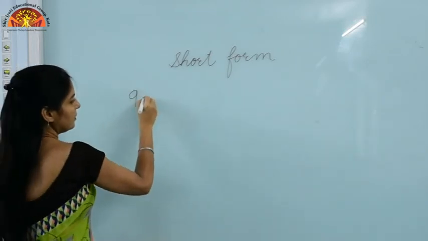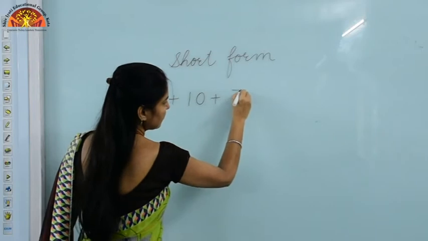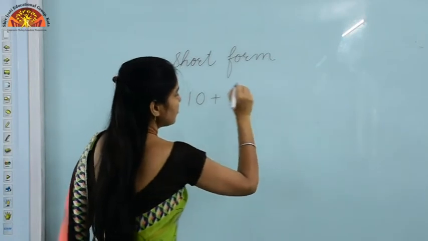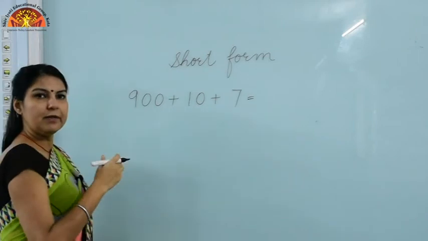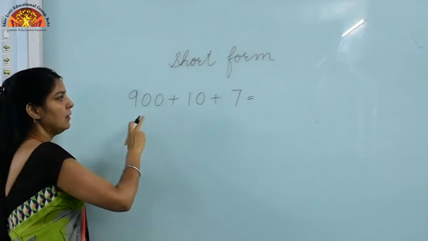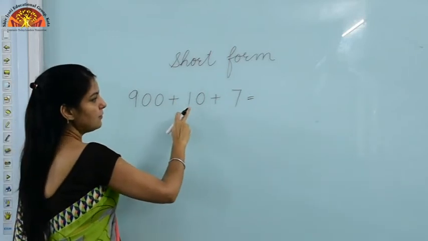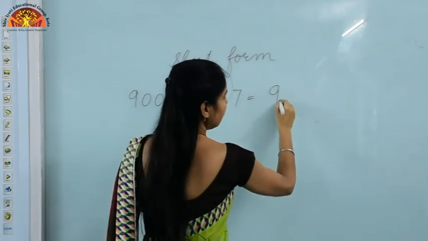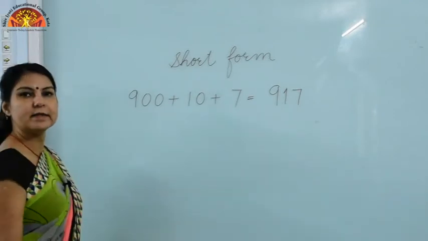Look here, the number is given like this. Now you have to make the short form of this number. So short form is just like a face value of a number. The numbers given here you can write as they are, in the way you are reading this number: 900 plus 10 plus 7. So how will we write it? We will write it like this, 917. This number will become 917.